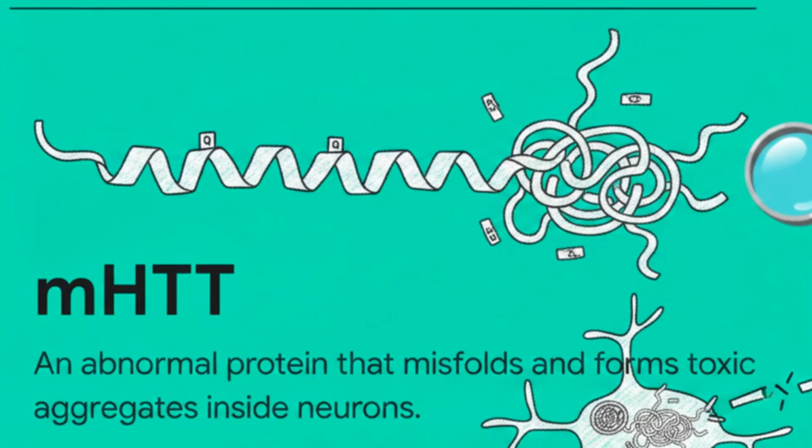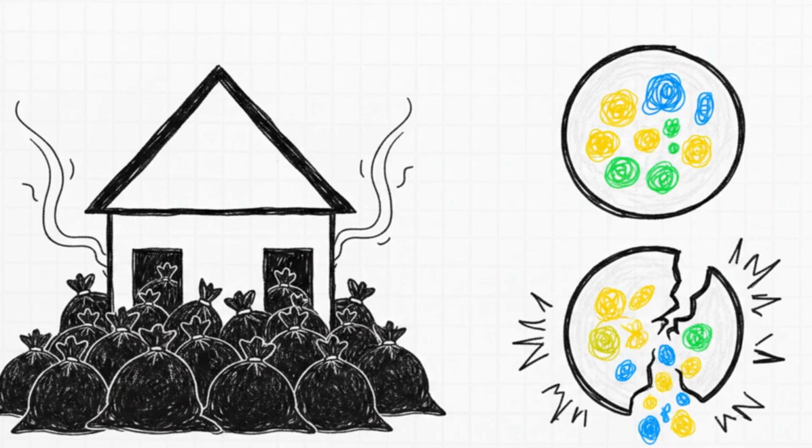Well, to understand that, we have to look at how cells handle their garbage. Think of your own home for a second. Every single day, garbage accumulates. If nobody ever collects it, your house eventually becomes completely unlivable. Your cells face the exact same problem. They constantly produce damaged proteins, worn-out organelles, and protein aggregates.